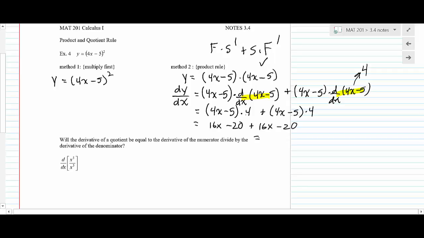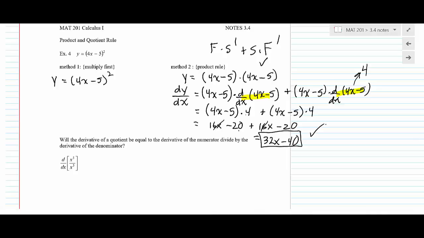So that means the final answer should be 32x when you put those like terms together, and negative 20 minus 20 is minus 40. So that should be the value of your derivative. Now, compared to the last problem, that's pretty easy, isn't it? It should be. If I were doing that problem, unless I was asked to do the product rule, I wouldn't even bother doing the product rule. Here's how I'd do it, and this is the way I would recommend you do a problem like this: just square it out.